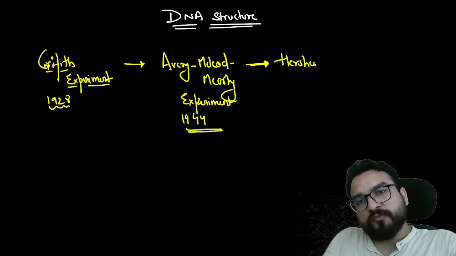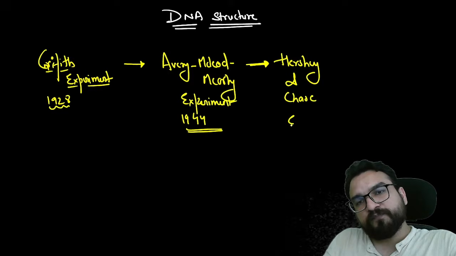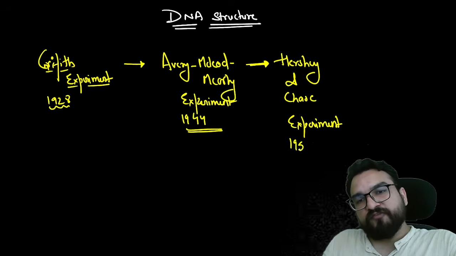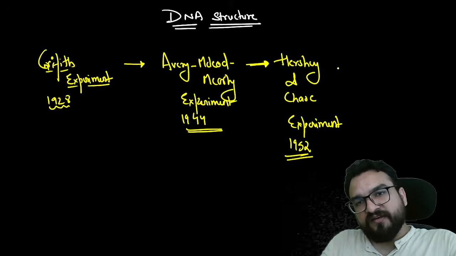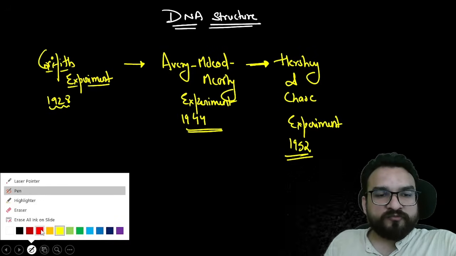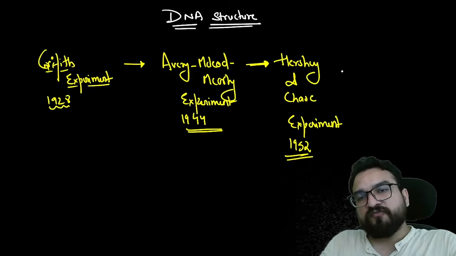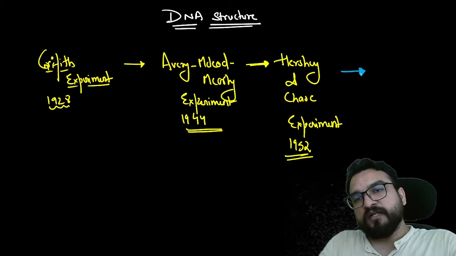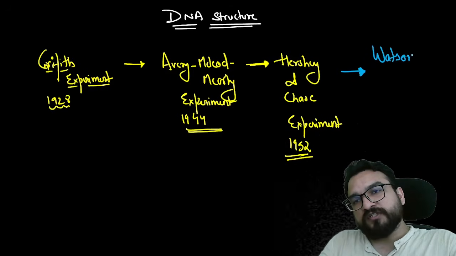One more contribution was made to the DNA structure. A very important contribution was given by the Hershey and Martha Chase experiment, and this happened in 1952. And then finally, the golden model, because of which we know the double helical structure of the DNA, everything which we know about DNA, culminated in the Watson and Crick model of DNA.